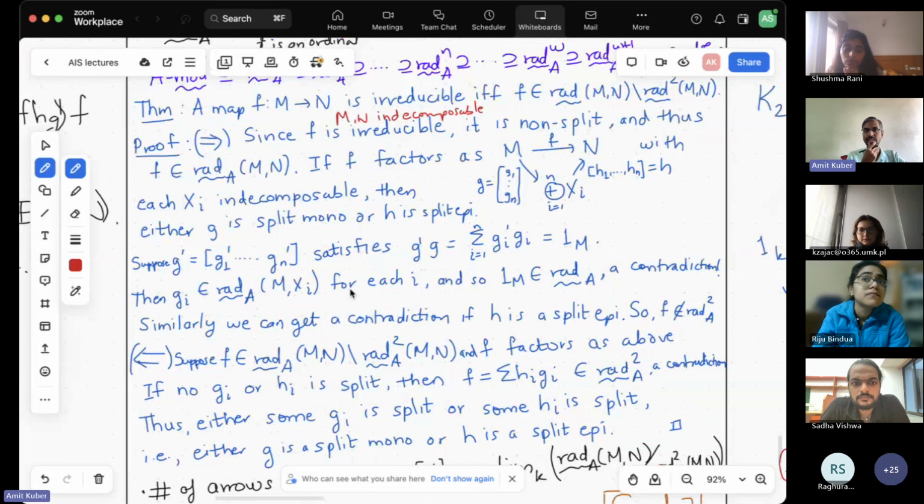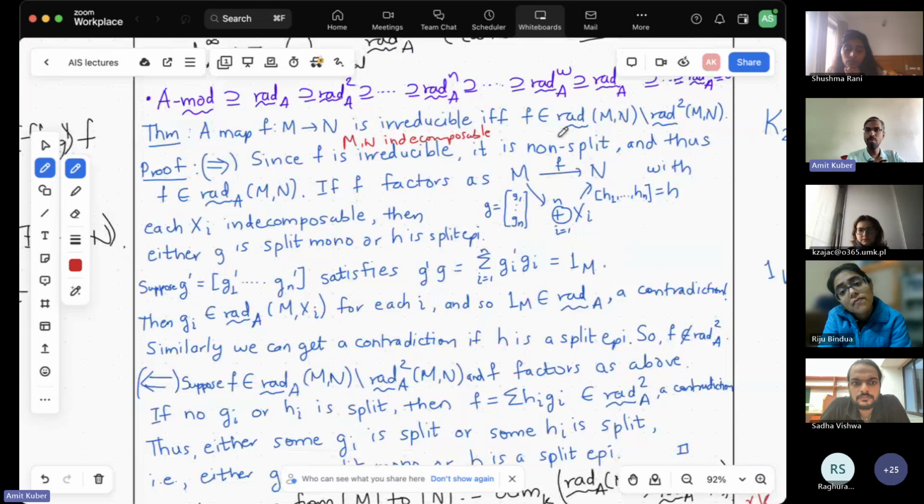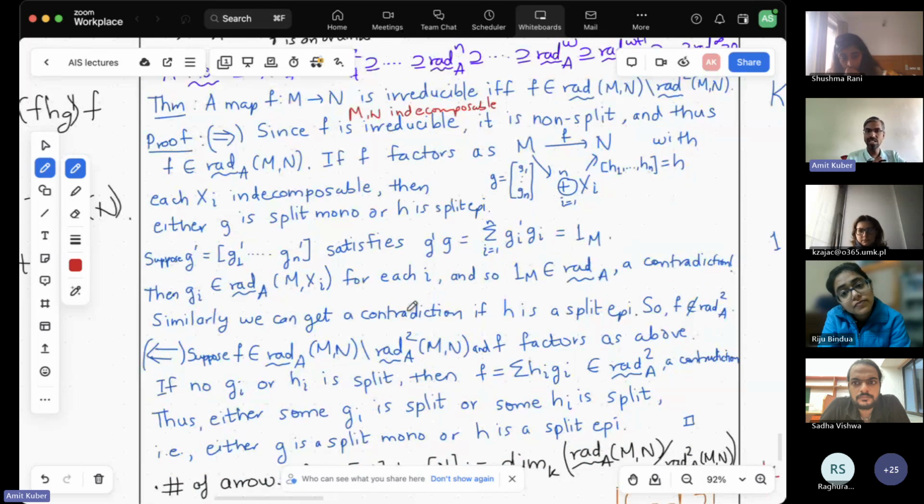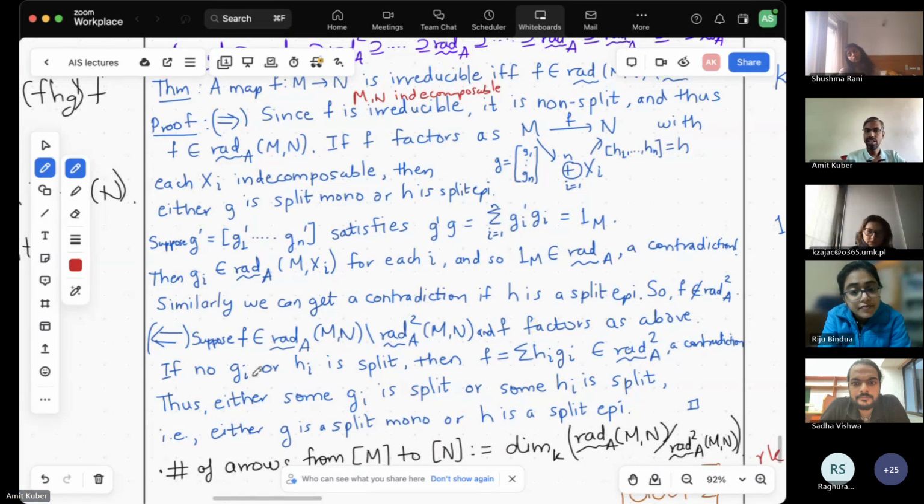Okay, so let's do the other side. If f is in rad but not in rad square, then again f factors as above. If no Gi or Hi is split, then f would be in rad square. We are just using the same diagram again. So f would be a finite sum of compositions of two maps in the radical, none of them split. Non-split is enough, because M is indecomposable and N is indecomposable. So this will lead to a contradiction, which means some Gi has to be split or some Hi has to be split, which means either G is a split mono or H is a split epi.